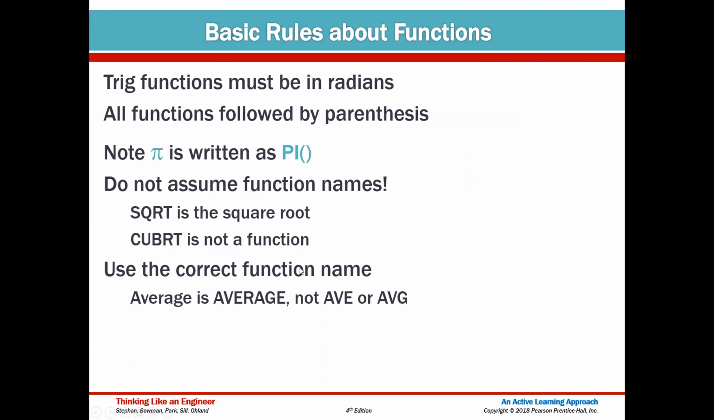So don't assume your function names. Whereas sqrt is a square root function that works in Excel, cube root is not a function. And so there are different ways to get at and specify what root of a you want to do beyond a square root. And then use your correct function name. So in order to do an average, you actually use the full word average, not AVE or AVG in your formulas.